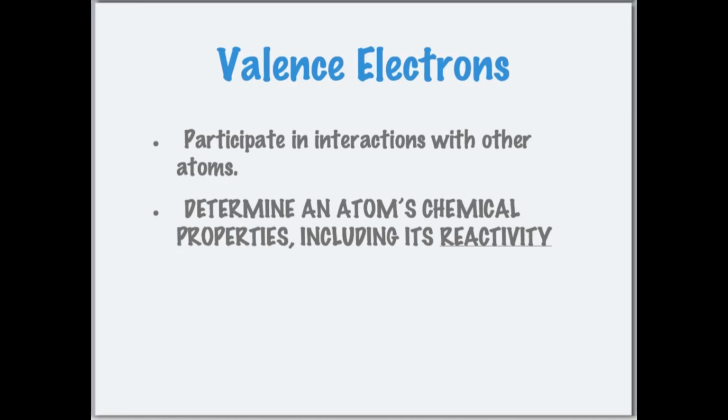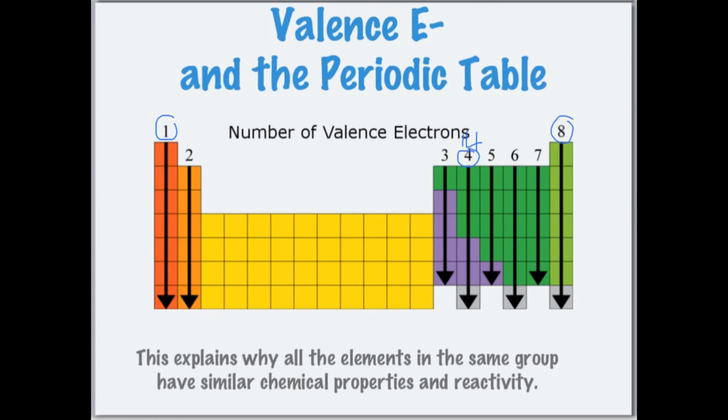Well, we also said that elements in the same group had the same number of valence electrons, so it makes sense that they would share similar chemical properties. This explains why all the elements in the same group have similar chemical properties and reactivity.